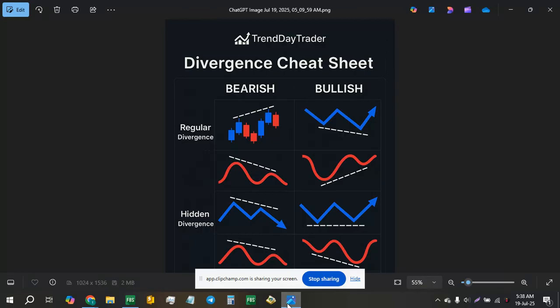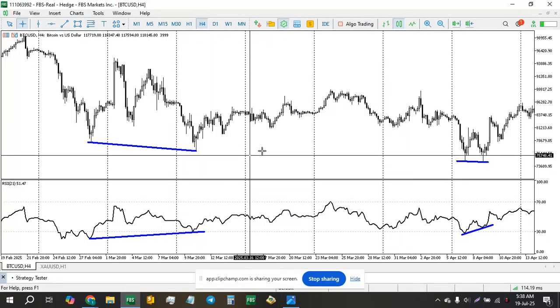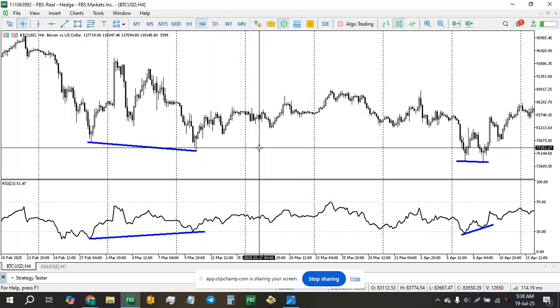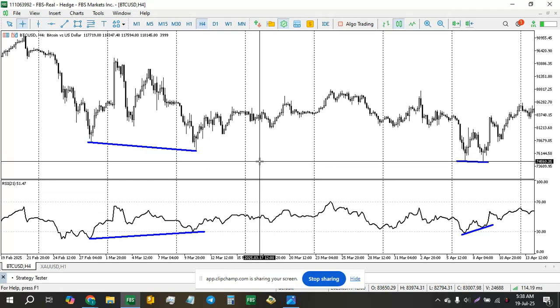So, to understand divergence, you have to add an oscillator to your chart. You could use the relative strength index, you could use the CCI. For this exercise, I have added the RSI 21 period to a chart of Bitcoin 4 hour. Have you noticed that the price and the oscillator travel in the same direction?